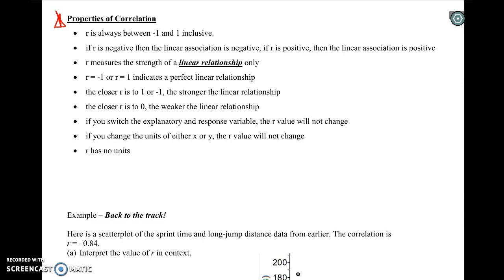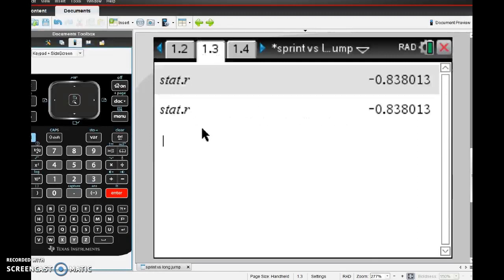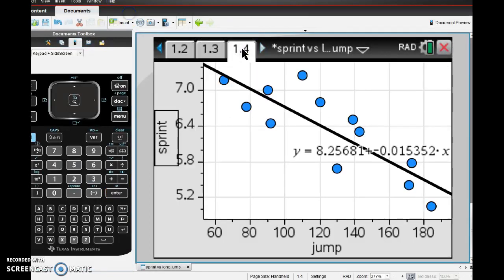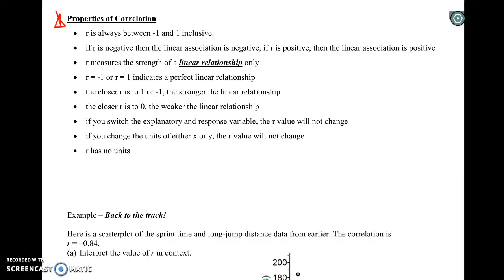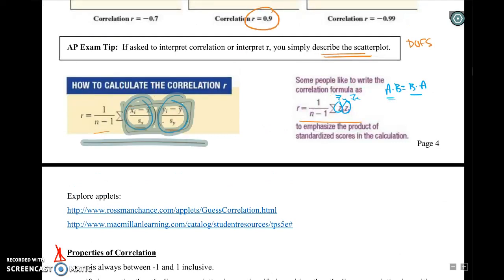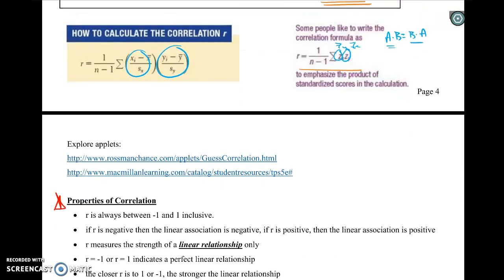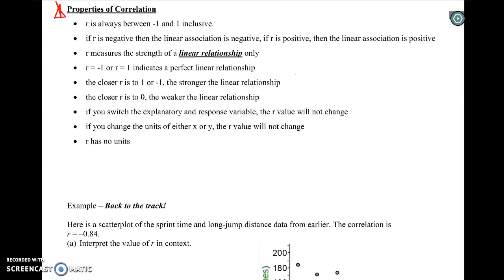Also, if you change the units of either x or y, the R value will not change. So if I look at this graph and I change these inches on the x-axis to meters or centimeters, it wouldn't change the R value. If I change the sprint times from seconds to days or hours or years, it wouldn't matter. And again, I think the easiest way to see why that is to see that this formula uses z-scores. And you know that when you change units on a data set, it doesn't change the z-scores, so it doesn't change the R value.